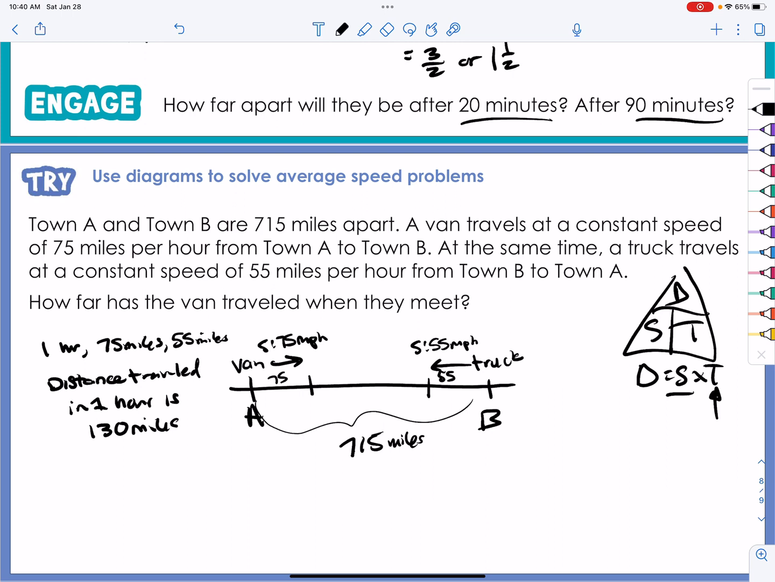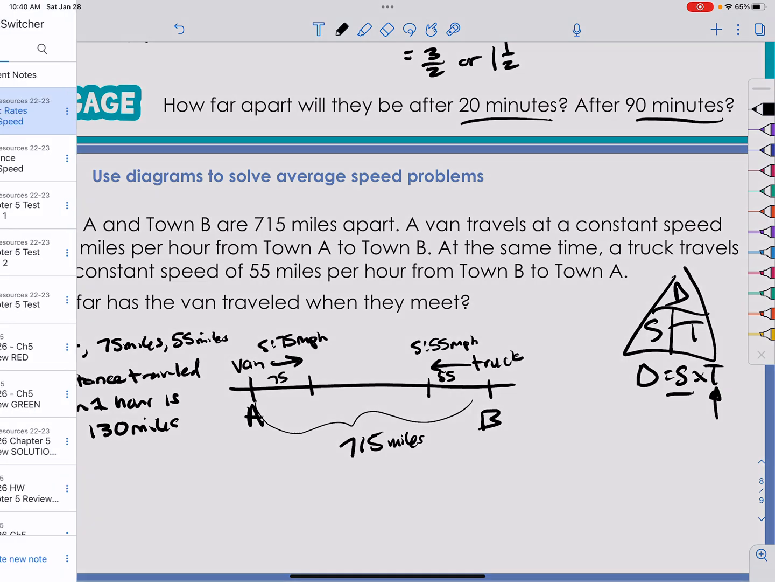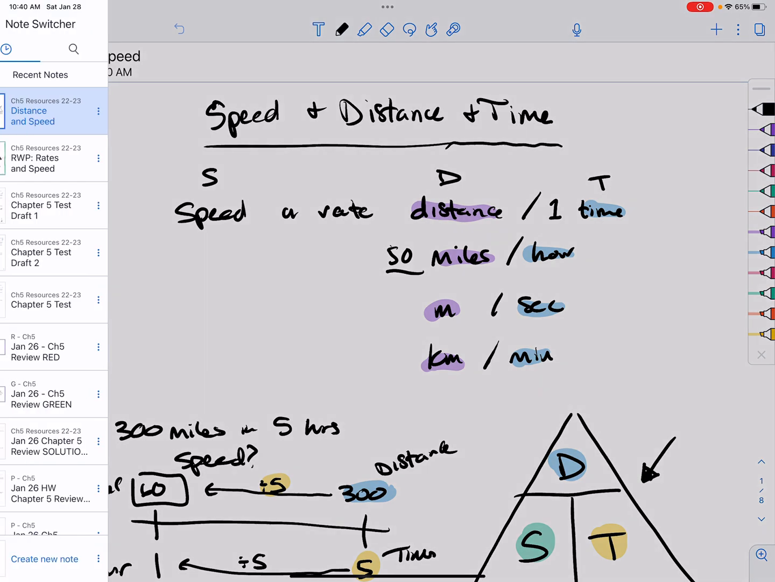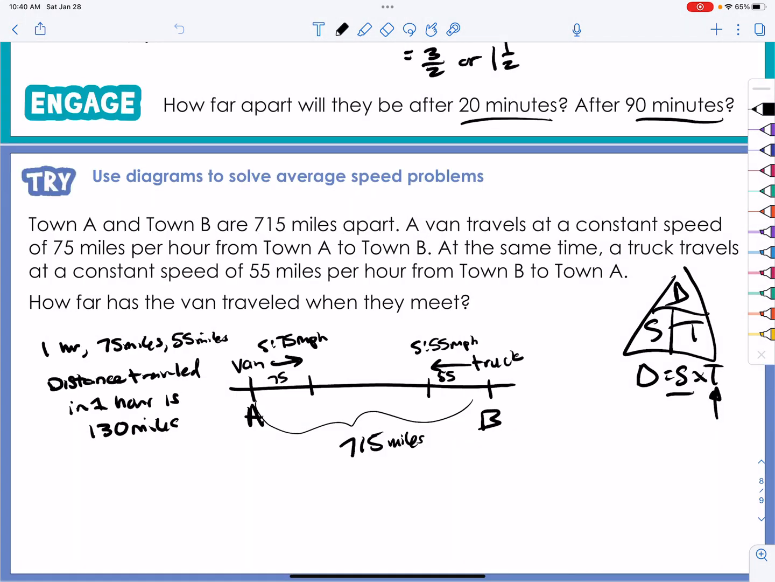So I know that from one of our last videos up here, speed is a rate of distance per some unit of time. And so this distance traveled in 1 hour, check it out. So we know that the collective speed in this situation is 130 miles traveled in 1 hour. Those vehicles are traveling 130 miles per hour in this scenario.